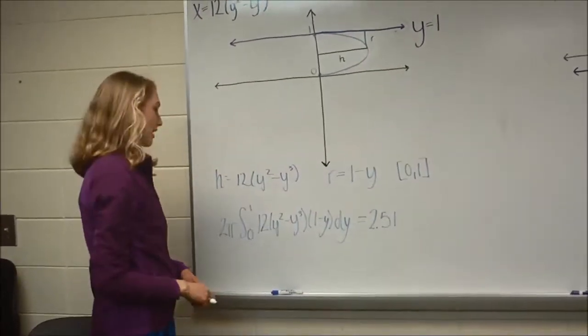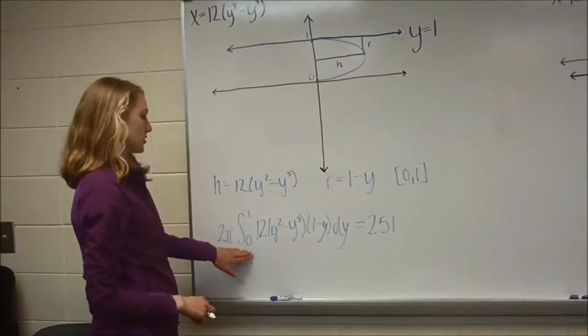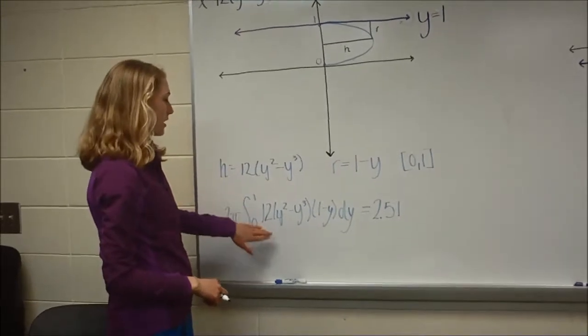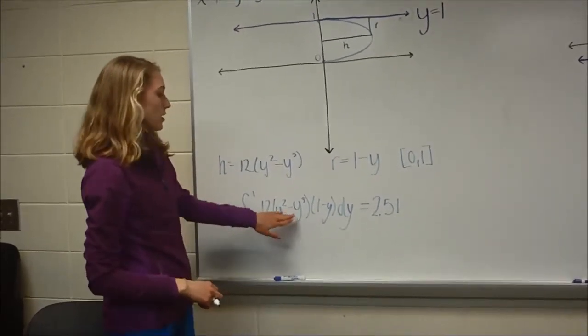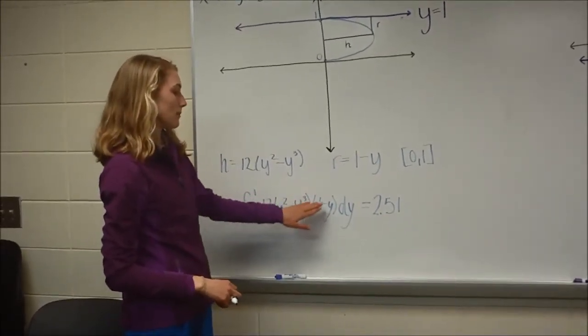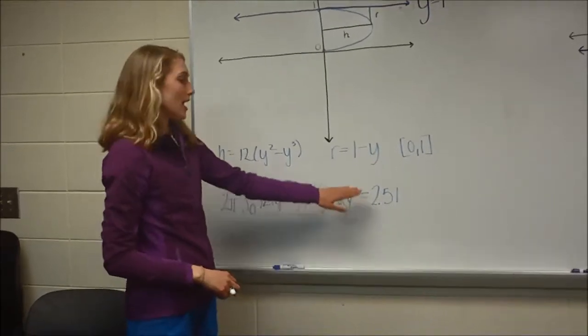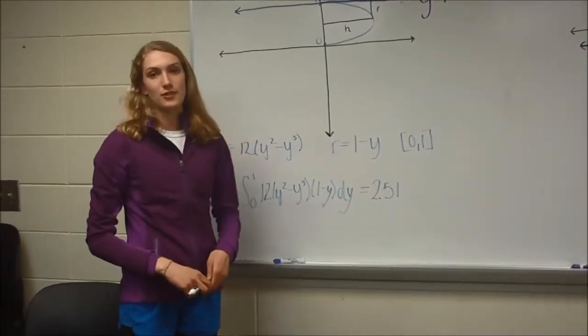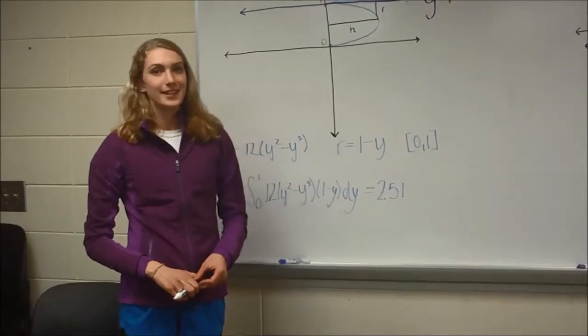So if you put that all together, you have 2 pi times the integral from 0 to 1 of 12 y squared minus y cubed times 1 minus y dy. And that equals 2.51 if you enter that into your calculator.